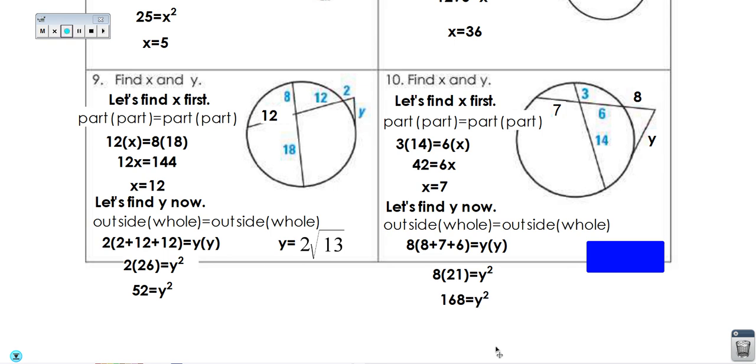Then you're going to need to square root that equation again. When you square root, you get quite a long factor tree, and you're actually going to end up getting 2 square root 42.